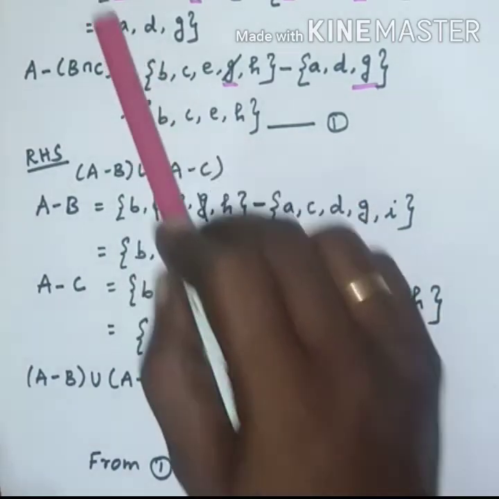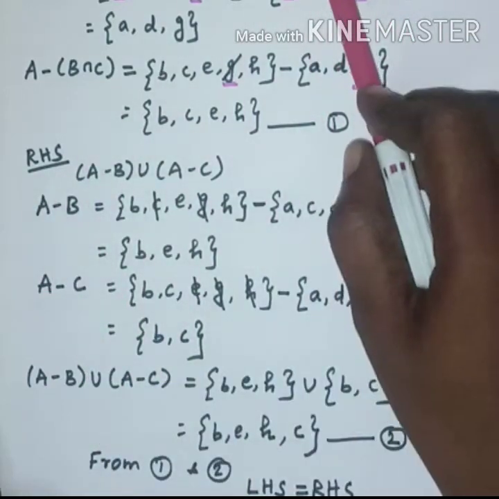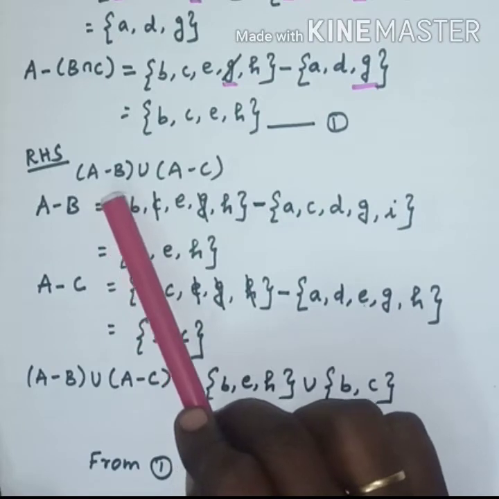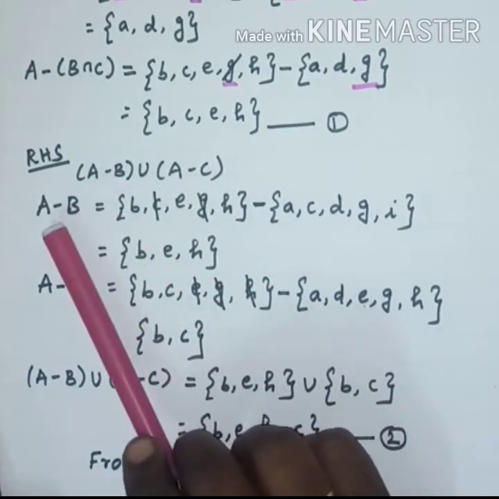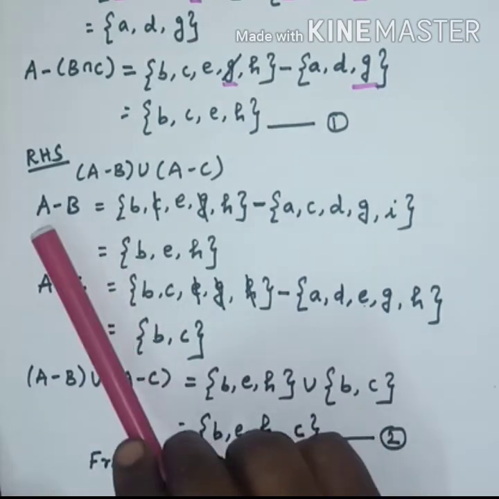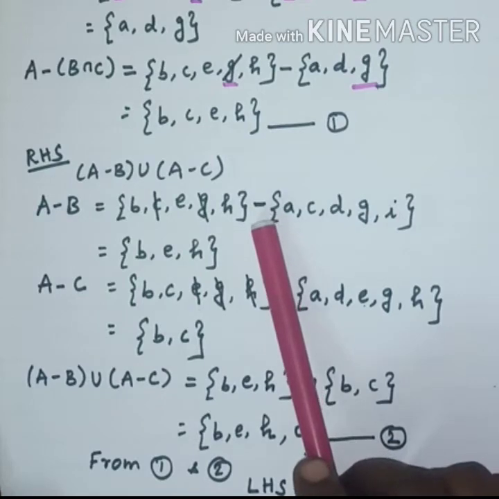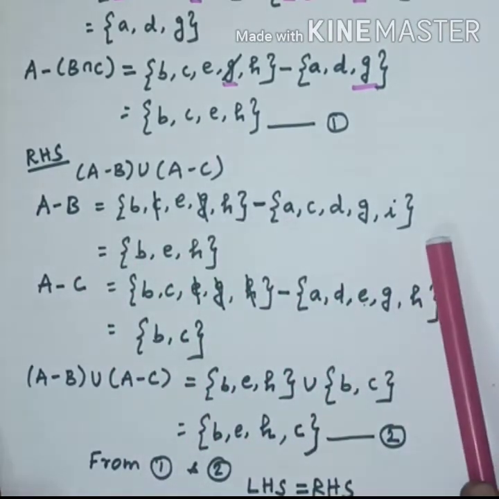So, we found the left hand side fully. Now, you have to take the right hand side. Right hand side is (A minus B) union (A minus C). First you have to identify the elements within the bracket, isn't it? So first take A minus B. A minus B means we have to write the elements of A, put the minus symbol or difference symbol, and then write the elements of B.